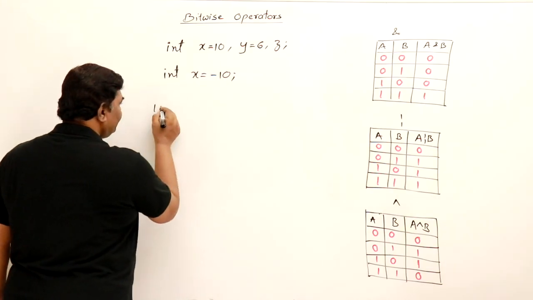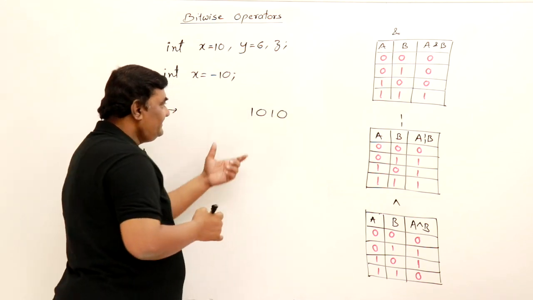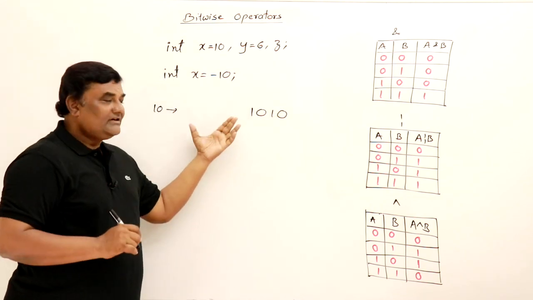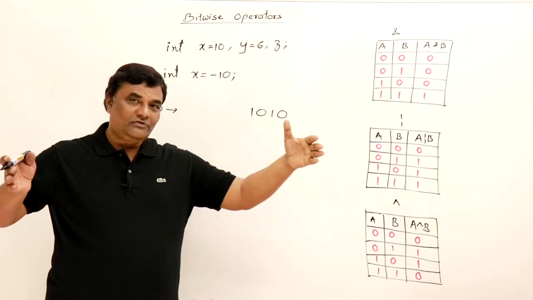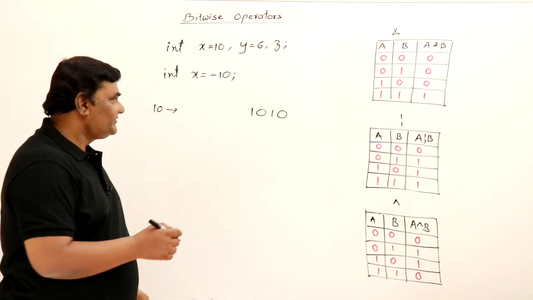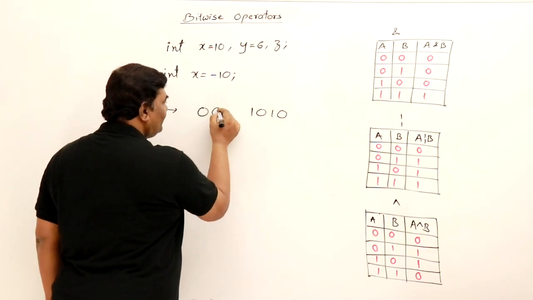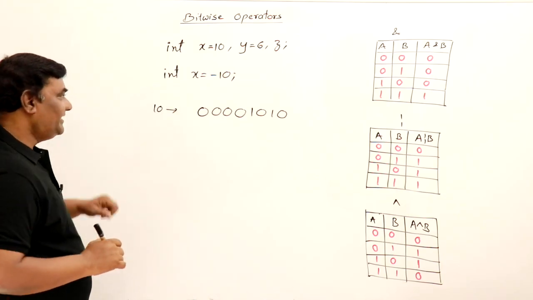Actually 10 means 1, 0, 1, 0. These are the bits that define the number. Then the leading bits are all zeros. Actually it's an integer. If I take 4 bytes, it will be too lengthy. So let us understand it at a byte level. So let us add 4 more leading zeros. This is 1 byte. Then we have to make it minus 10.